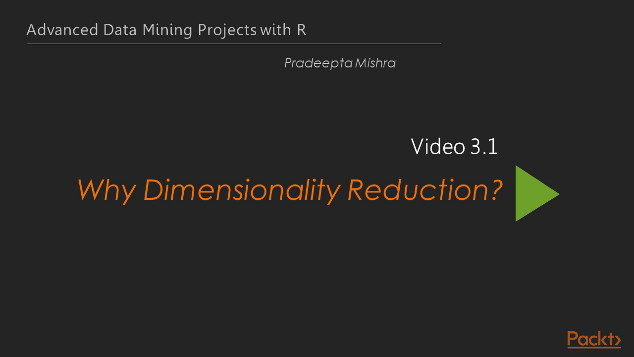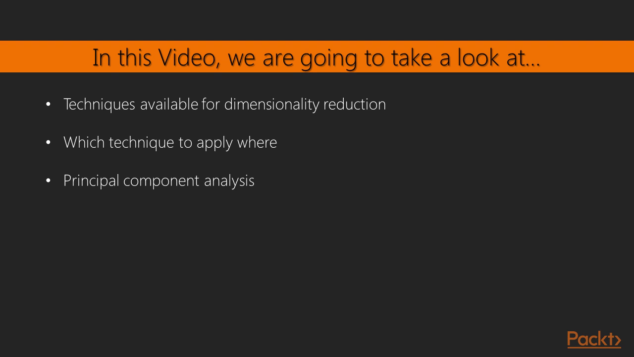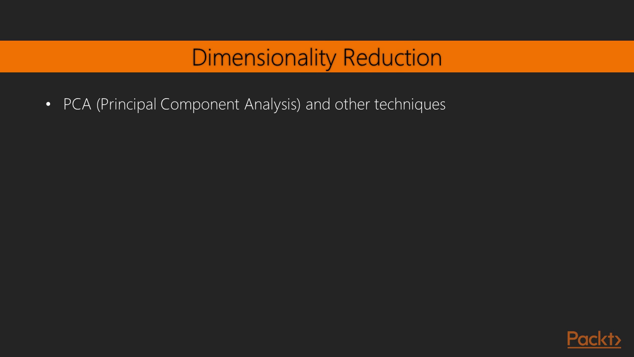Why dimensionality reduction? In this video we'll learn about techniques available for dimensionality reduction, which technique to apply where, and principal component analysis. In data mining, traditionally people used to apply principal component analysis, PCA, as a method to reduce the dimensionality in data. Though now in the age of big data, PCA is still valid. However, along with that, many other techniques are being used to reduce dimensions.